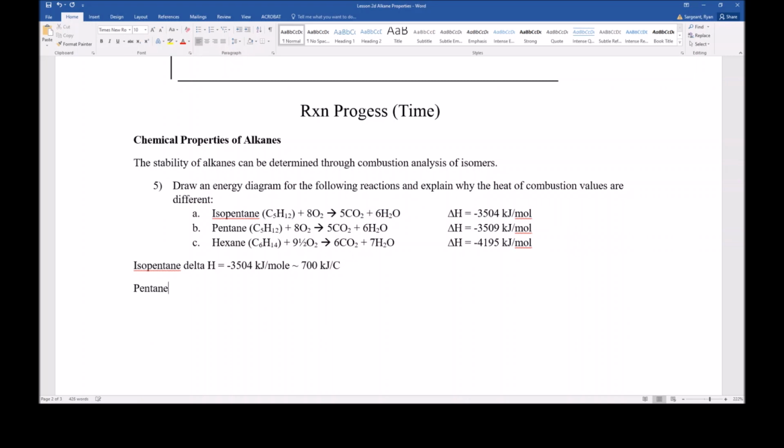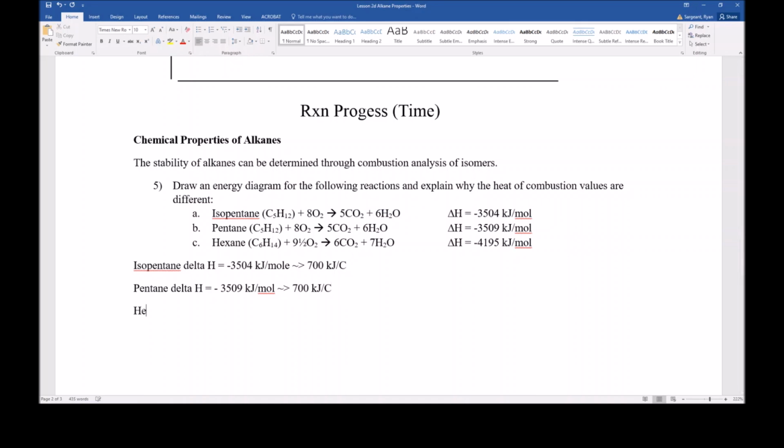With the pentane, the delta H is negative 3509 kilojoules per mole, which is also about 700 kilojoules per carbon. And I'm dividing both of these numbers right here by 5 because there are 5 carbons. In fact, and this is important, it's a little bit bigger than 700 kilojoules per carbon. If you divide 3504 by 5, you're going to get something a little larger than 700. And the same thing is true right here.